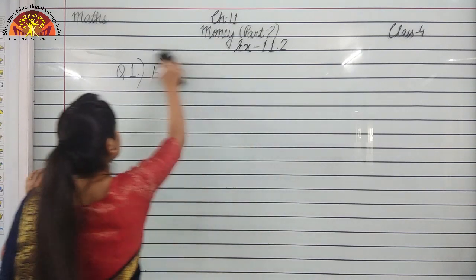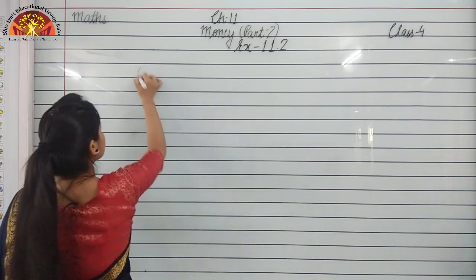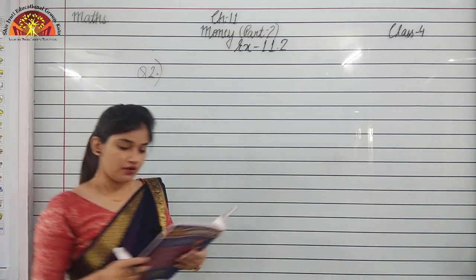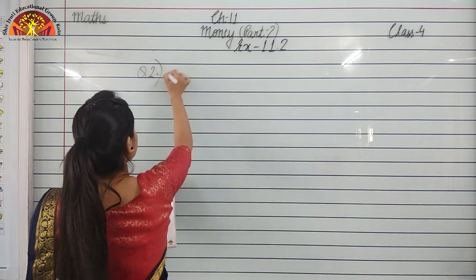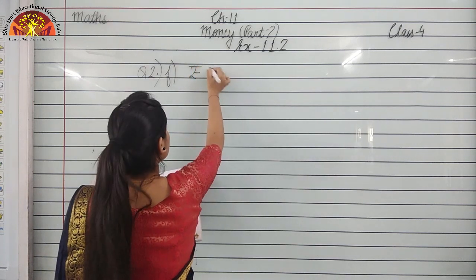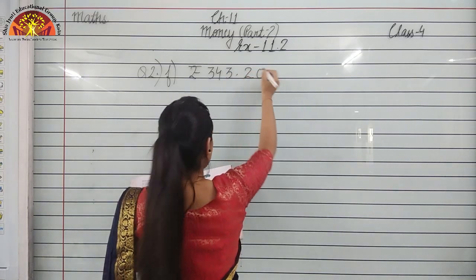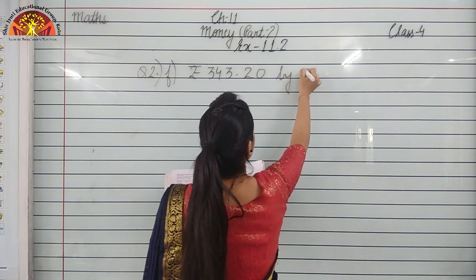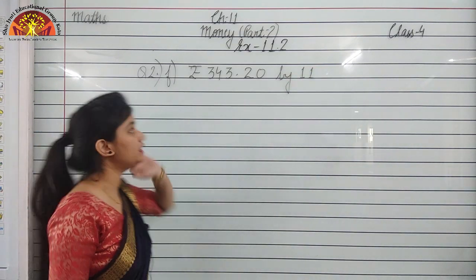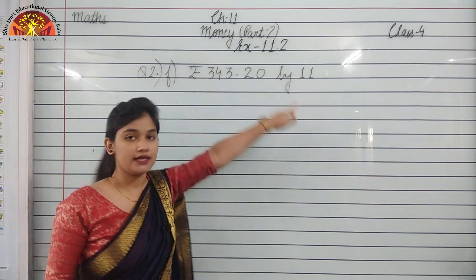of 11.2, and the next question is divide. On page number 151, question number 2 is divide. So students, we are taking F part of this question, and in F part we have rupees 343.20 by 11. So in this question students, we have to divide 343.20 by 11.